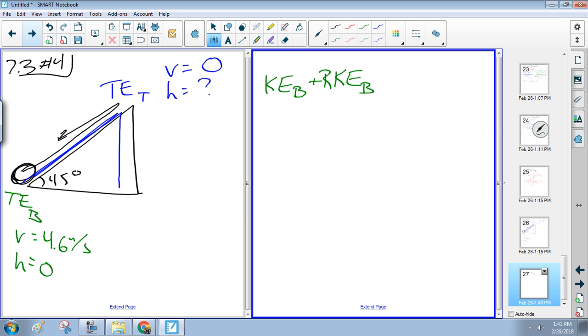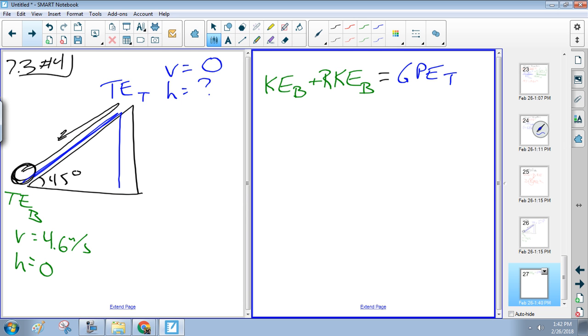And those 2 numbers added up have to equal, at the top, what's the only type of energy we're going to have, you guys? GPE, right? So that's got to equal the GPE at the top. Follow? Any problems? Are we cool?